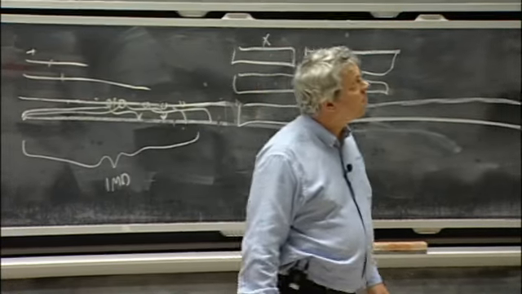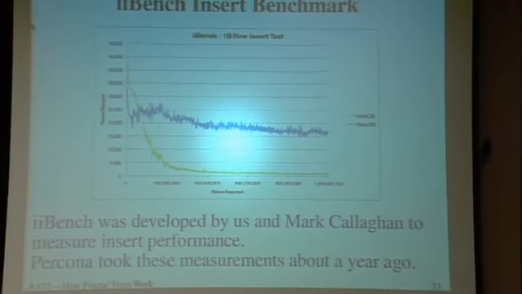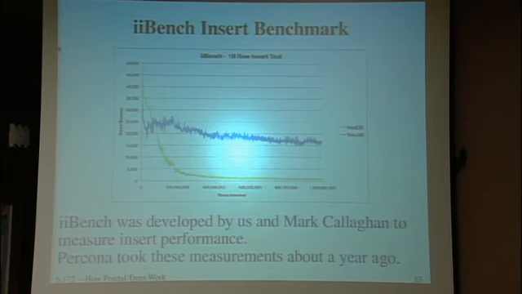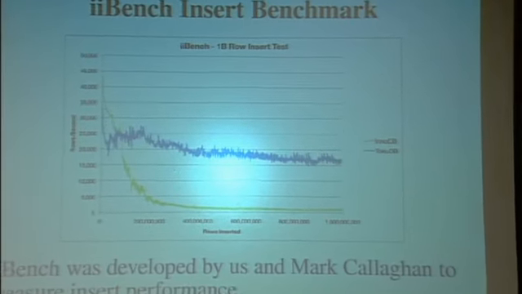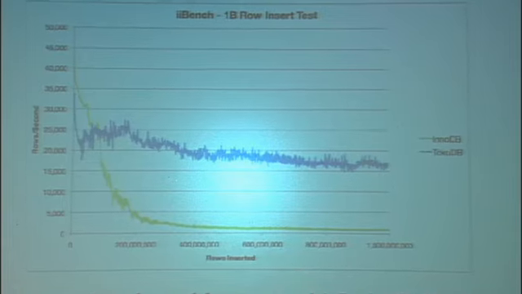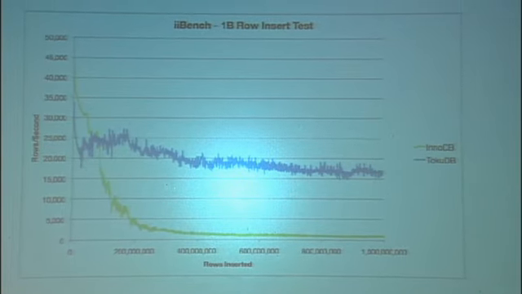So here's sort of an example. We worked with Mark Callahan, who was at Google at the time. He's now at Facebook, on trying to come up with some benchmarks, because none of the benchmarks out in the world do a good job of measuring this insertion performance problem. So iiBench is an insertion benchmark, and basically what it does is it sets up a database with 3 indexes, and the indexes are random. So it's actually harder than real workloads.